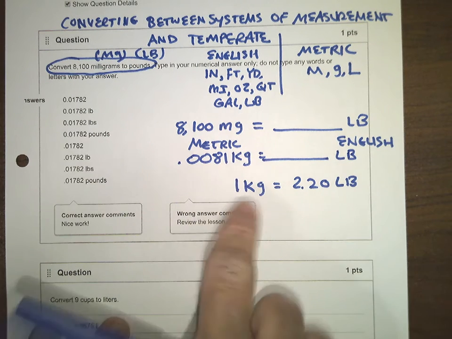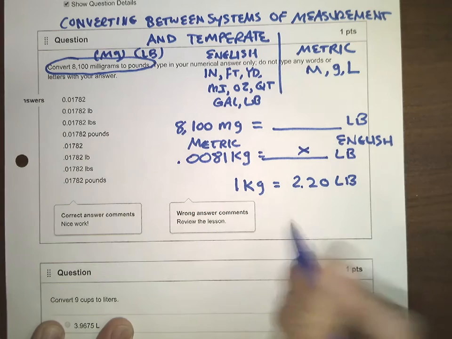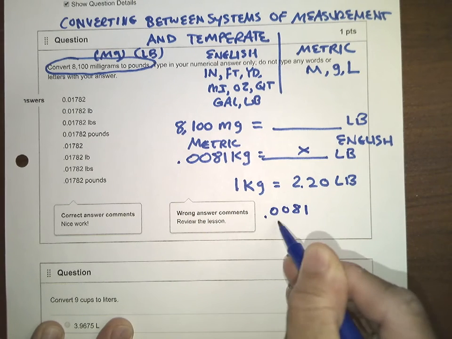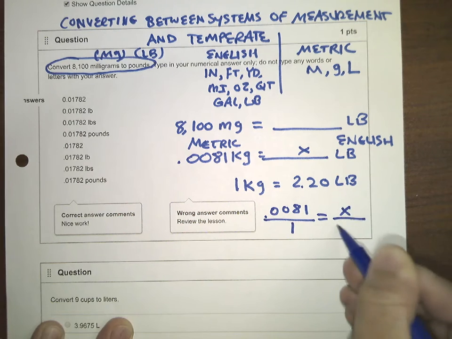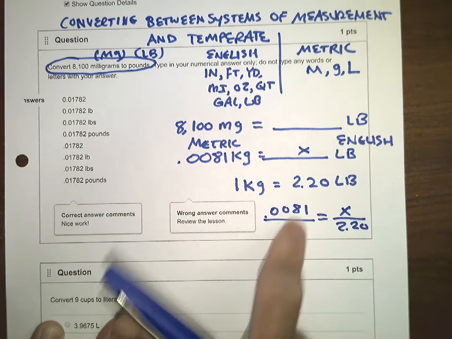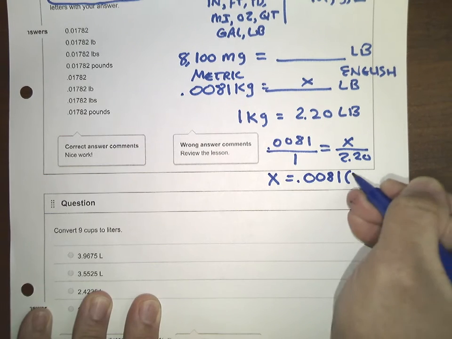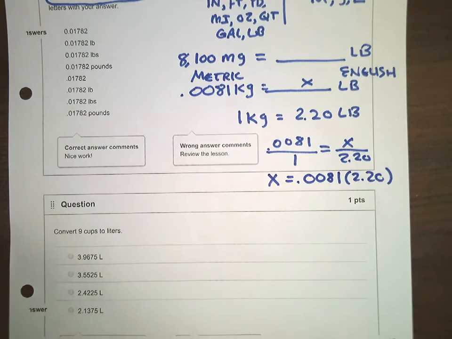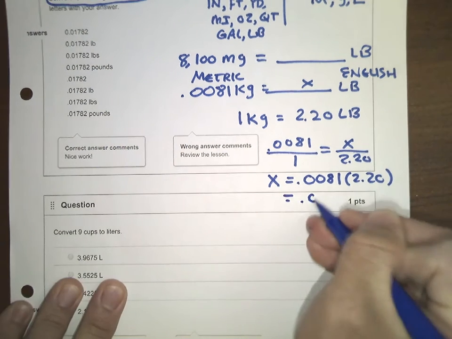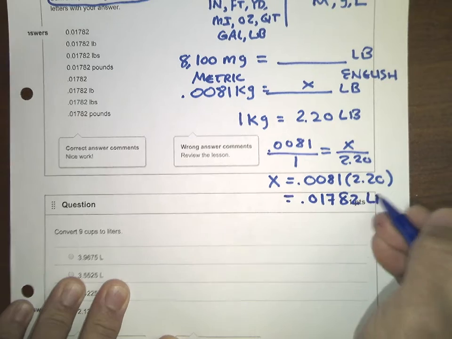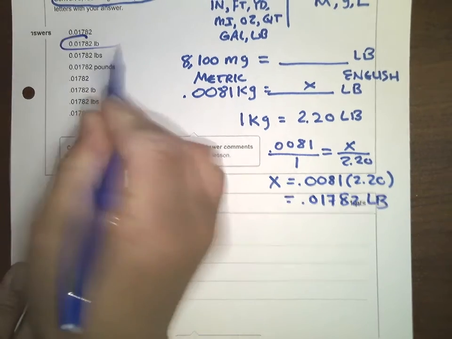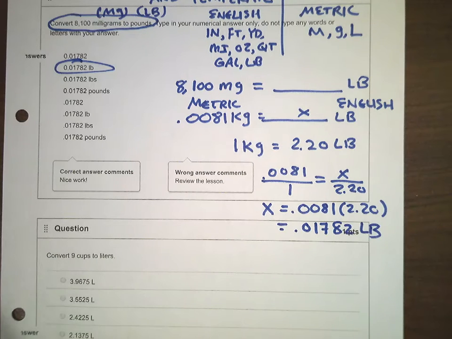And then all I need to do is look at what I have here. So I have a proportion. This is x. So I have 0.0081 over 1 equals x over 2.20. These are both units of kilograms. These are both units of pounds. And then I cross multiply. So x is equal to 0.0081 times 2.20. If I do that multiplication, that is 0.01782 pounds. All right, so there is my answer right here. What a time to be alive.